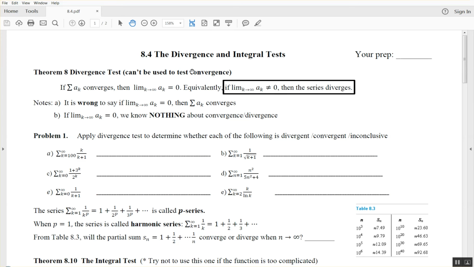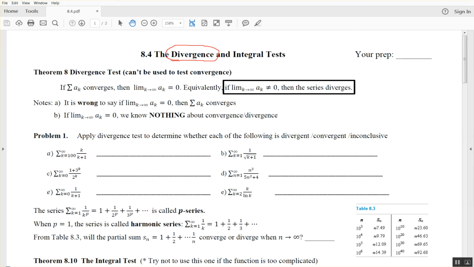Okay, from this section, we will shift our attention from finding the sum of a series to deciding whether a given series is convergent or divergent. The reason is it's very difficult to find the sum of a series in general, so that's why we need to shift the attention. We have two tests to begin with.